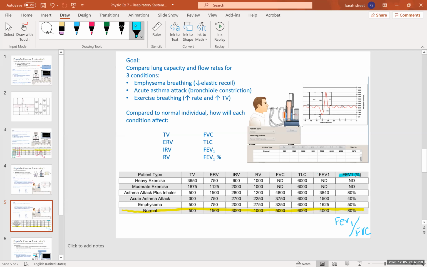The other columns I want you to pay attention to are FEV1 and forced vital capacity. Again, our last column is determined by dividing FEV1 by FVC. When we get to the exercise, I want you to pay attention to the ERV and IRV columns. And then I also want you to pay attention to the tidal volume. Okay. The other columns, I'm not so much interested in for the purpose of testing.